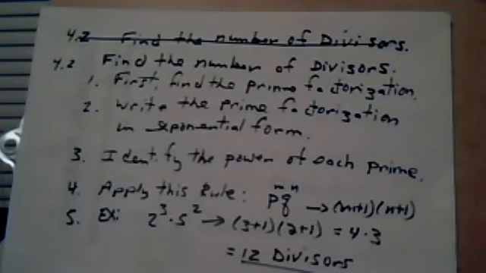If you look at 4, it says apply this rule. The power of P is M, the power of Q is N. And this rule tells us that if you get a hold of those powers and add a 1 to each of them and then multiply the results, that'll tell you how many divisors the original number had. So whatever number is 2 to the 3rd times 5 to the 2nd, that number has 12 divisors. It has 12 numbers that can divide it and give you a remainder of 0.